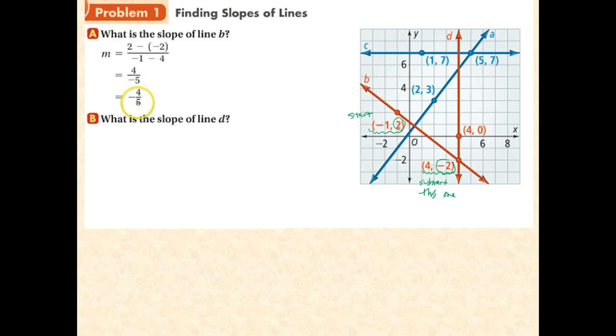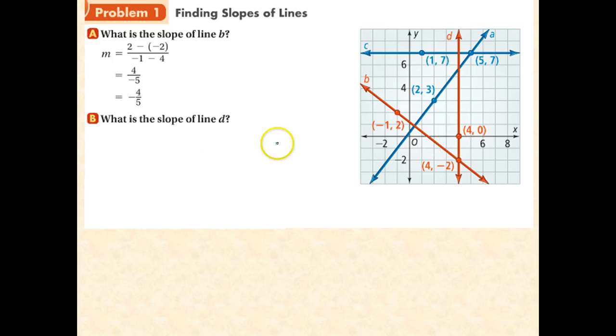So the slope is negative 4/5, which means you go down 4 units when you go to the right 5 units. And that makes sense. Look, you go down 1, 2, 3, 4 units. You go to the right 1, 2, 3, 4, 5 units. And that's how you get from this point to that point on the line.